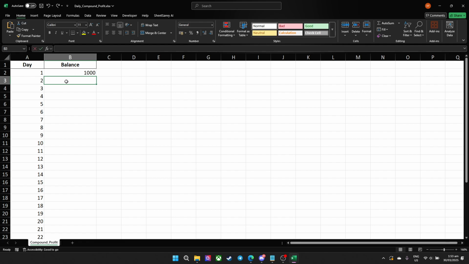Now on day 2, let's input a formula which is equals the balance, space, an asterisk, space, again parenthesis 1, space, plus, space, 0.005. I'm using this formula 0.005 because I want to have a 0.5% growth in each day. Just another close parenthesis and press enter.